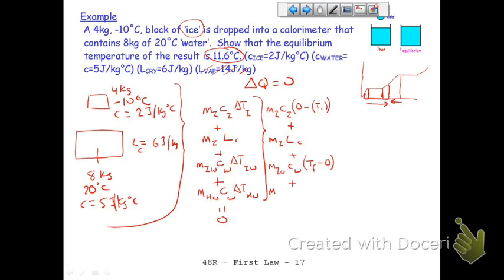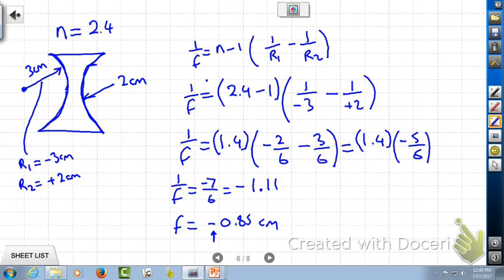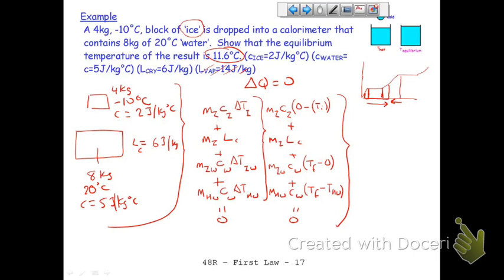Plus the mass of the hot water, specific heat of water. Final temperature of the hot water is T final, yeah? What was the initial temperature? T hot water. And that equals 0. I'm going to get rid of that because I don't need it anymore. I got my 4 terms.